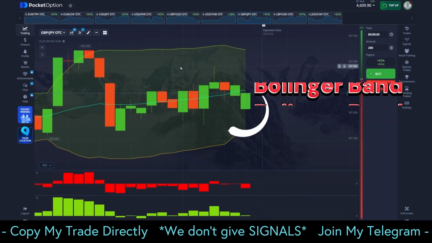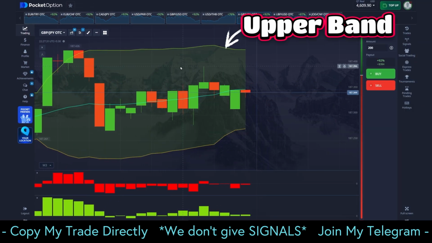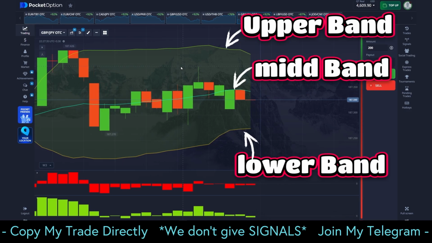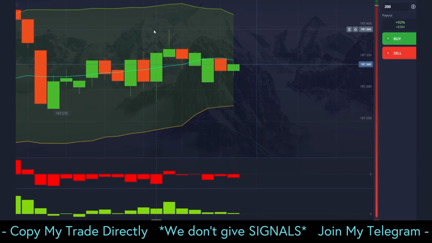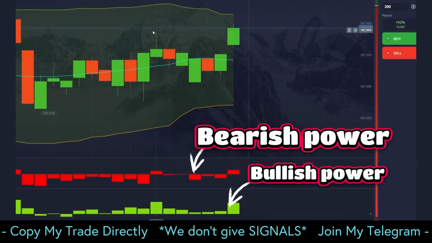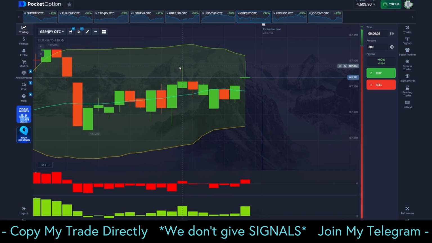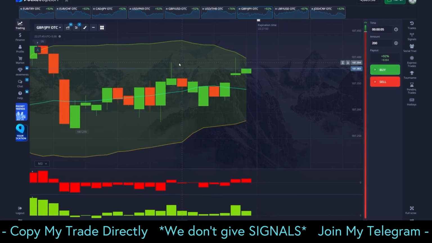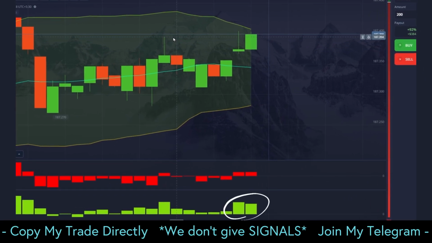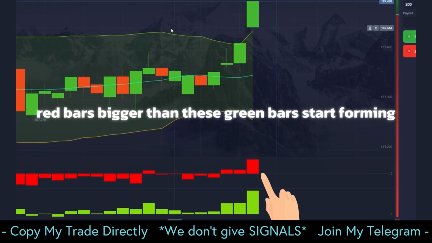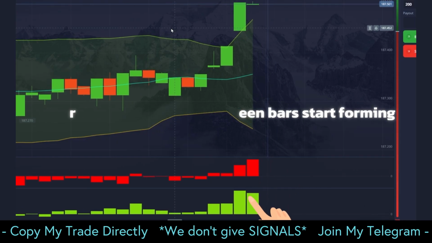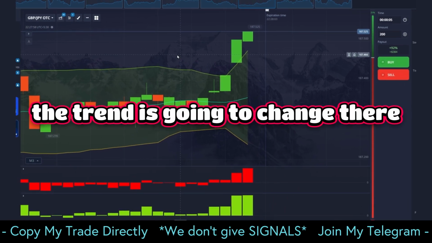First of all, here is this Bollinger Band. This is the upper band of the Bollinger Band. This is the mid band and this is the lower band. After that, what you can see below. Here it is bearish power and bullish power. Their work is that they tell us which candle has the power. That is, if you look carefully here, the green bars are becoming bigger, then it means green candles are being formed in the market. And if the red bars bigger than these green bars start forming, then understand that the trend is going to change there.